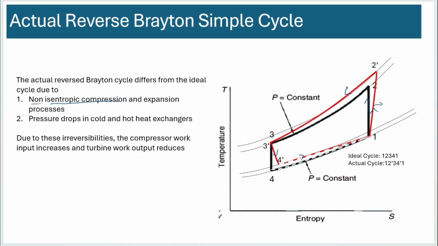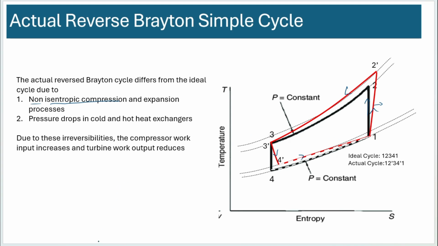And then again, there is pressure drop in the cabin, all the air that goes through the cabin and then it makes it back to the turbine, sorry, the compressor. There's some pressure drop there too.